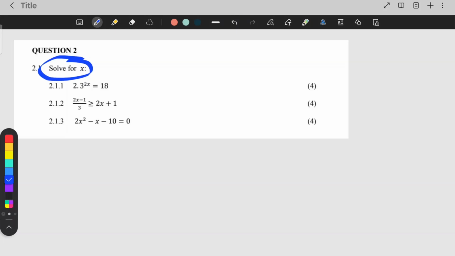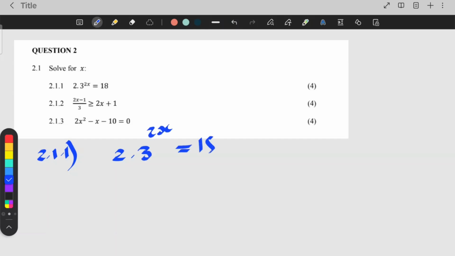Here it says you have to solve for x. So 2.1.1, let's solve for x. This is 2 times 3 to the 2x is equal to 18. So this is an exponential equation. So how do we solve this? We can divide both sides by 2, so we get rid of that number in front. So this and this will cancel, and this is equal to 9.